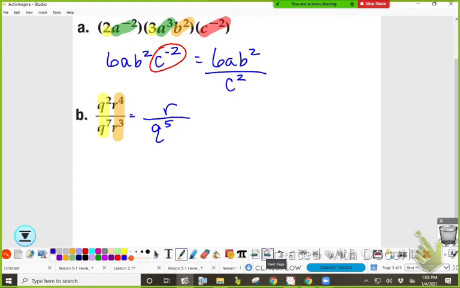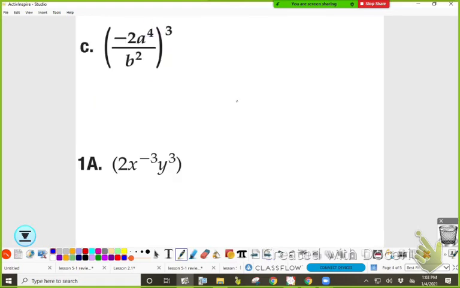Are we good? Okay. In the denominator, put a b squared. There's an exponent outside, so that means I need to distribute that exponent to everything inside. So there's a 2, an a, and a b, and I need to distribute that third power to everything. So negative 2 to the 3rd power means negative 2 times negative 2 times negative 2. Negative 8, yep.